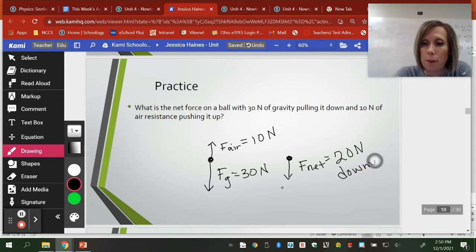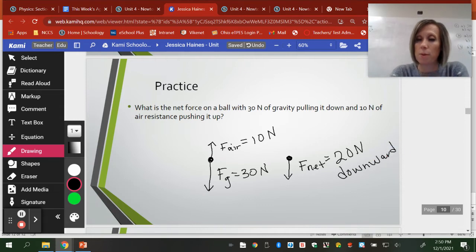Remember, I don't know if I said this yet, I know we talked about it with acceleration. Forces have directions, obviously, because they're vectors. So 20 newtons is only a number. That's a scalar, and we need a direction with it. So we're going to say 20 newtons downward.